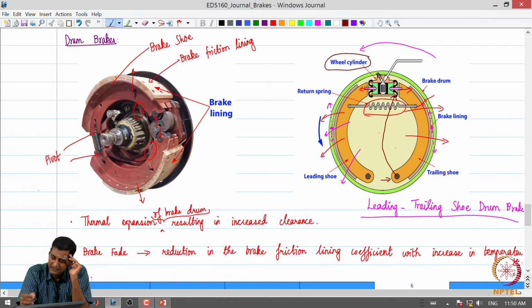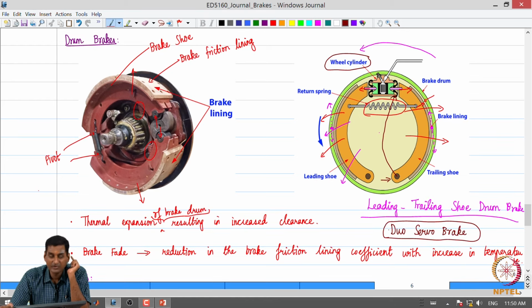So, today in most applications we have what is called a duo servo brake. That is the most common configuration used in automotive drum brakes today. So, what is a duo servo brake? A duo servo brake is just a modification of this leading trailing shoe brake.